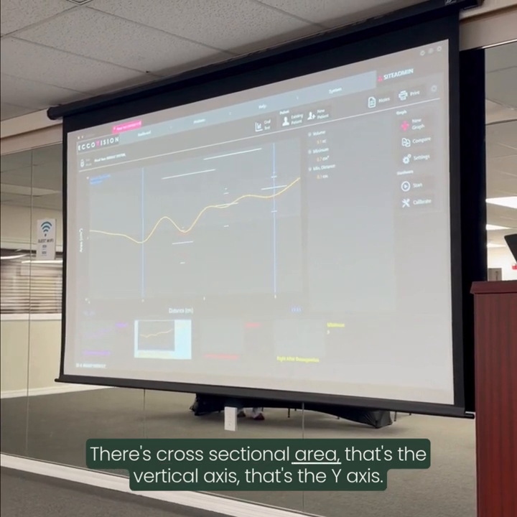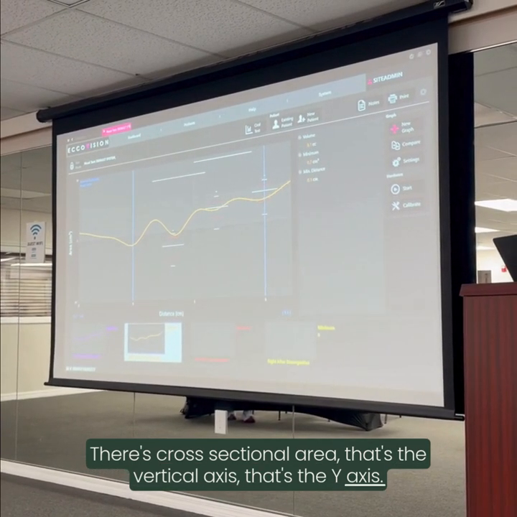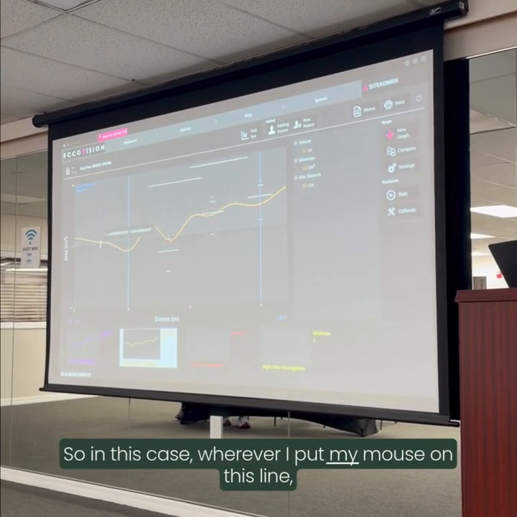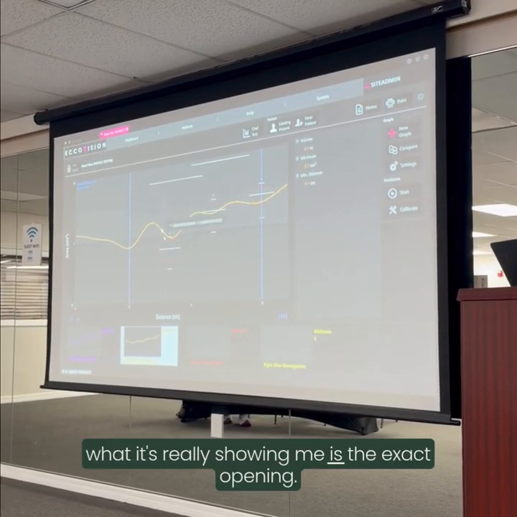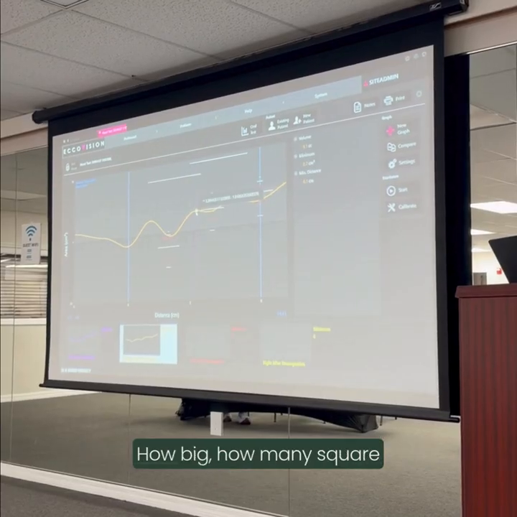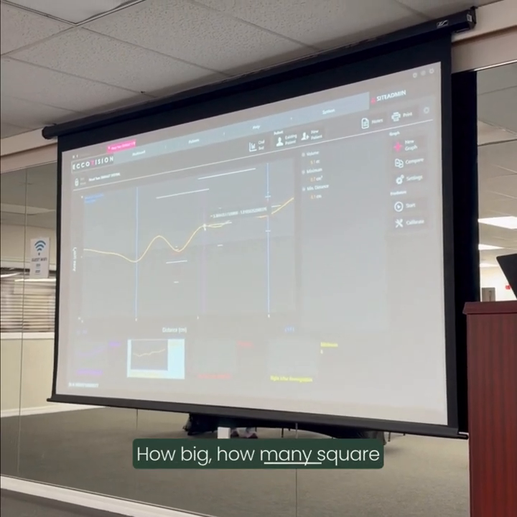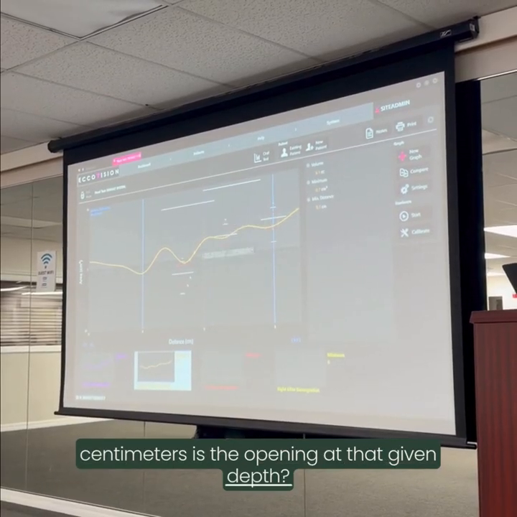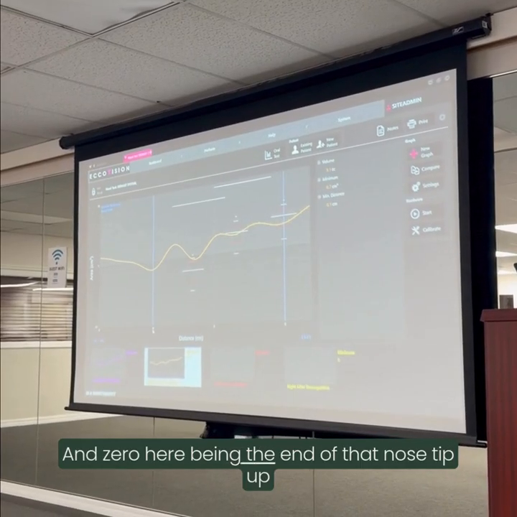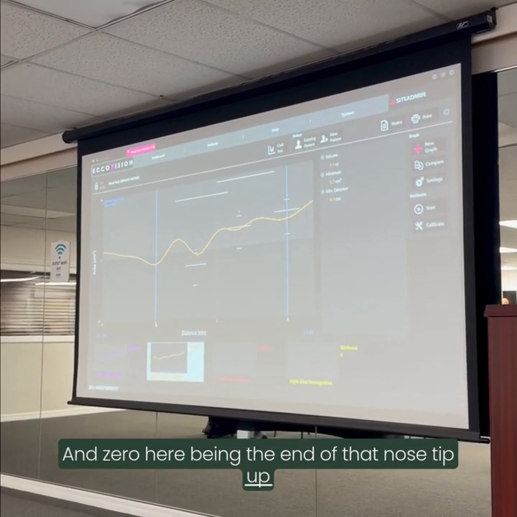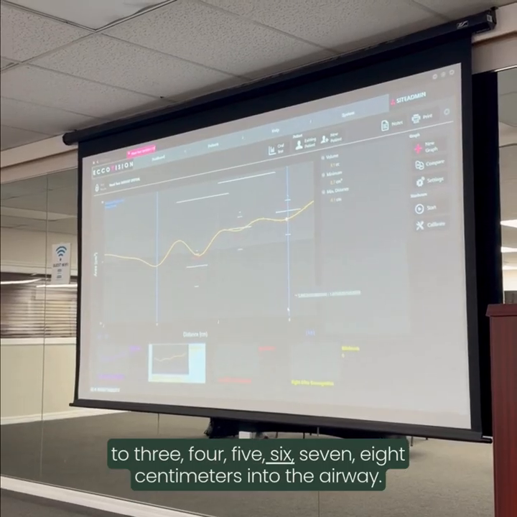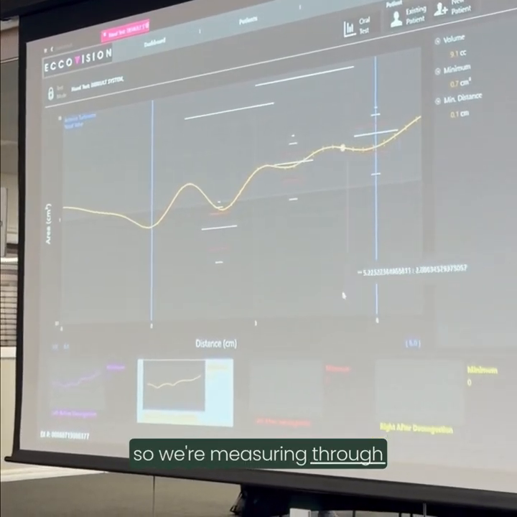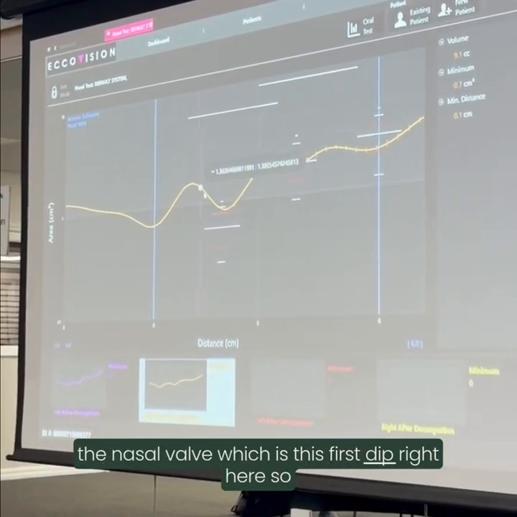There's cross-sectional area, that's the vertical axis, the y-axis, and then distance, that's the x-axis. So in this case, wherever I put my mouse on this line, what it's really showing me is the exact opening. How many square centimeters is the opening at that given depth, with 0 here being the end of the nose tip, up to 3, 4, 5, 6, 7, 8 centimeters into the airway. So we're measuring through the nasal valve, which is this first dip right here.